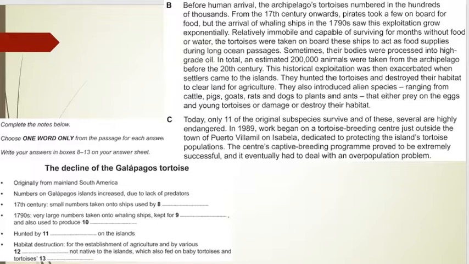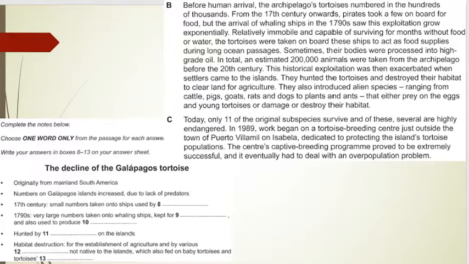Next, habitat destruction. Habitat is a place where animals live, place where living organisms live for that matter. So habitat destruction was done for the establishment of agriculture and by various. What is the meaning of various? Different. Okay, so various dash not native to the islands. Not native meaning they are from a foreign land, or they are alien to that particular land. Let's read. They hunted the tortoises and destroyed their habitat. Just habitat destruction. As you can see, it is given in the synonymous form.